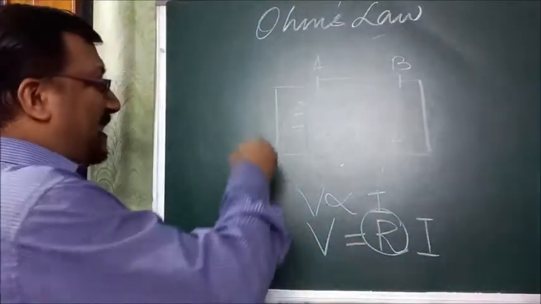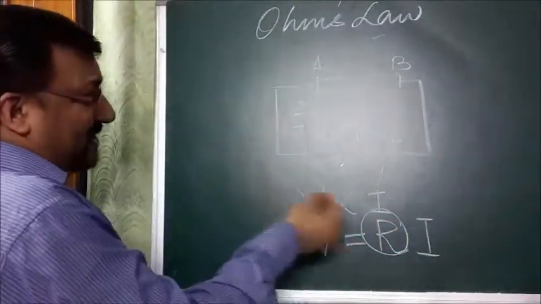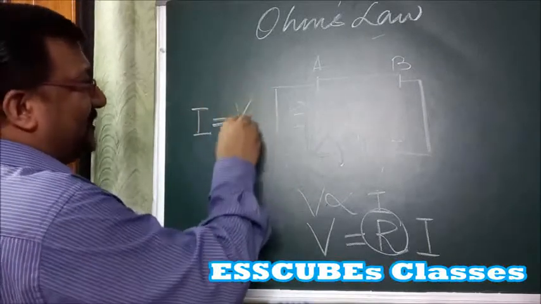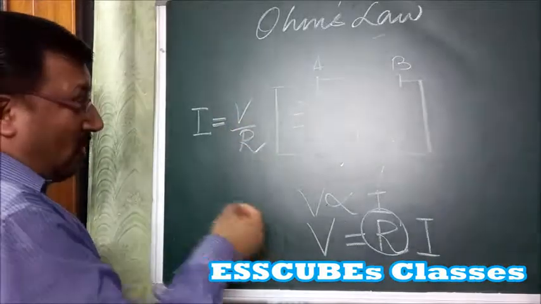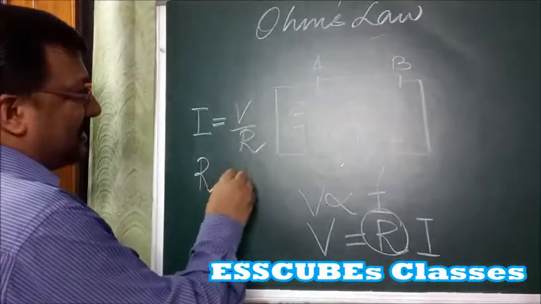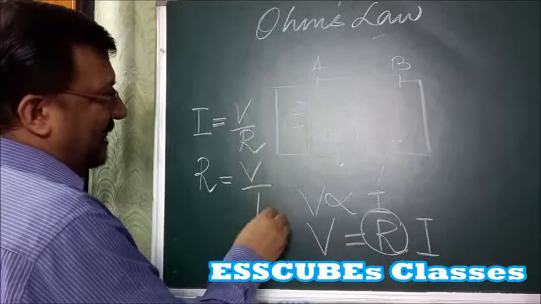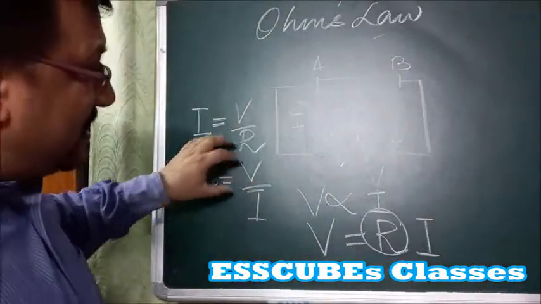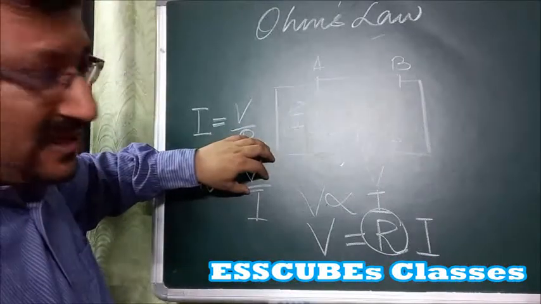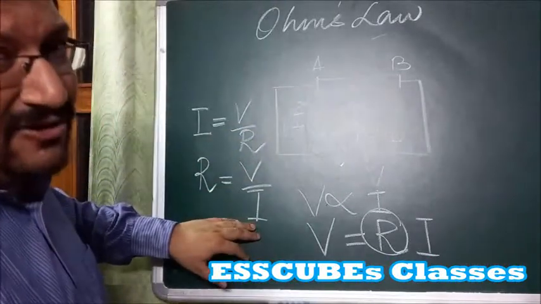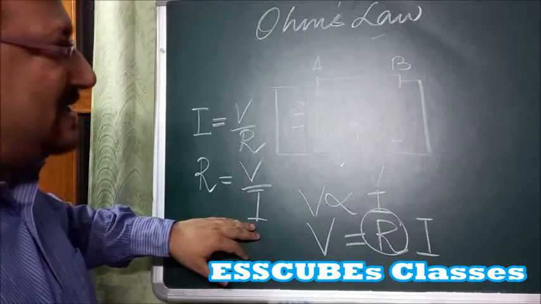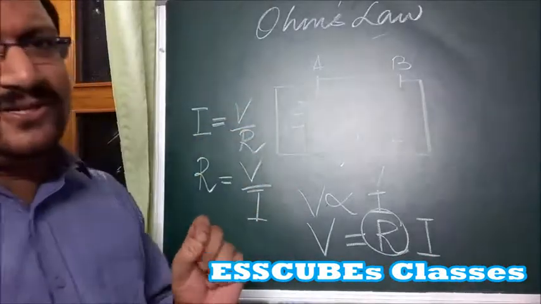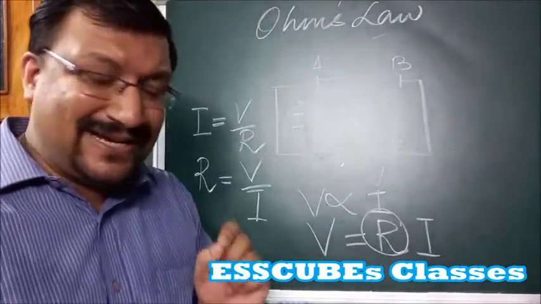Since we have V is equal to IR, I can say I is equal to V by R, or I may say R is equal to V by I. That means the resistance of a conductor is the ratio of the applied potential and that of the current flowing through the conductor. So Ohm's law happens to be a very, very important law in terms of current electricity.